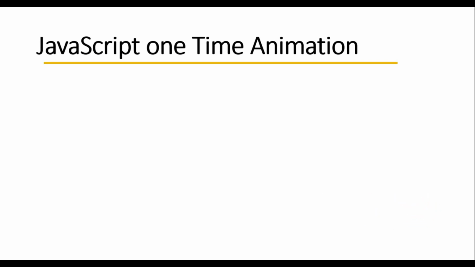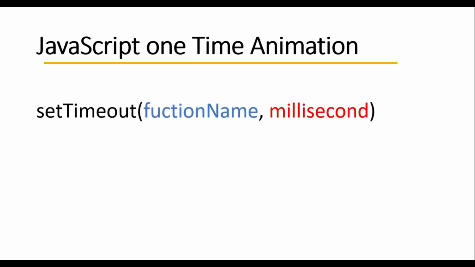For a JavaScript one-time animation, we can call the setTimeout function. If you want to run a specific function, you can use setTimeout. We can pass two parameters: one is the name of the function, and the second is a timer in milliseconds, where you can set the timer for your animation. 1000 milliseconds is equal to 1 second. After this 1 second, the function that we have passed is going to be called. This function is going to be called just one time.